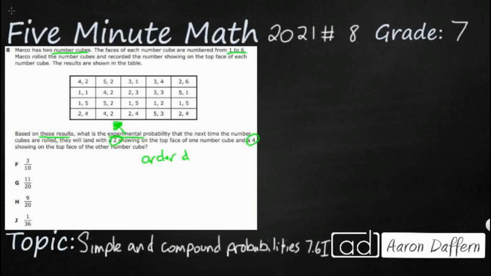doesn't matter. It didn't say that you had to have a 2 on the first and a 4 on the second. It doesn't really matter. You just need a 2 and a 4. So this experimental probability means we're just going to be looking at these results here, and we're looking for a 2 and a 4 or a 4 and a 2. So it doesn't really matter, 2 or 4, 4 or 2, and I'm just going to shade in the ones that I see.